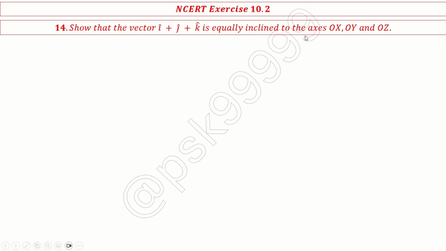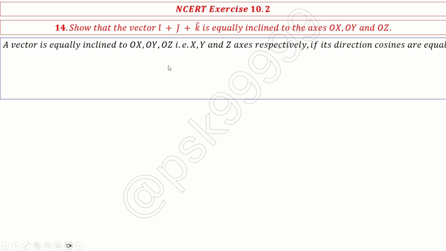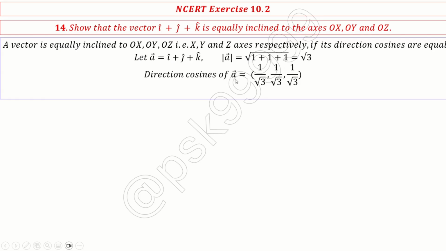Show the vector is equally inclined to axes OX, OY, OZ. Okay, that is x-axis, y-axis and z-axis. How do you find out this thing? We need to find out the angles, right? Cos or direction cosines basically. If its direction cosines are equal, then angles are same basically, right? So magnitude is square root of 3. Direction cosines of A bar is 1 by root 3, comma 1 by root 3, comma 1 by root 3, which means this is cos value, right? Cos alpha, cos beta, cos gamma. That means alpha, beta, gamma are same, which means they are equally inclined to all three axes.